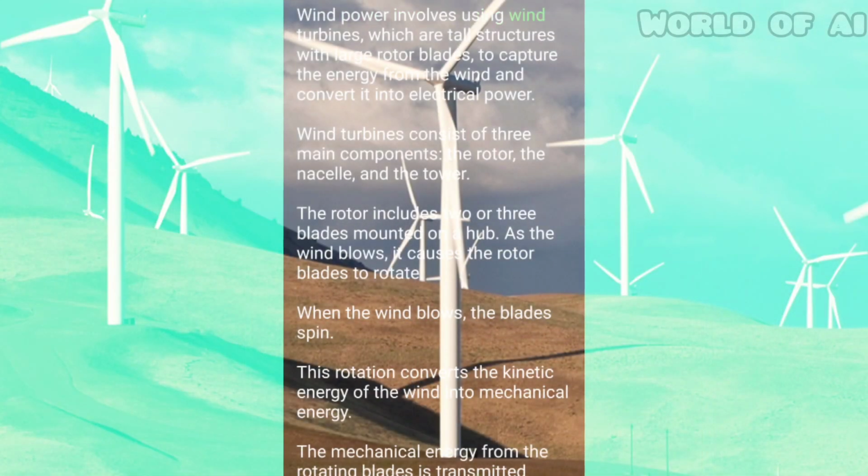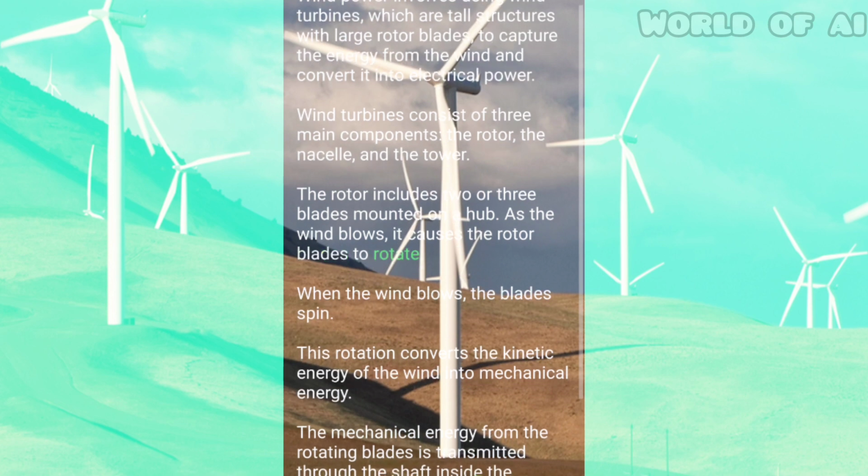Wind power involves using wind turbines, which are tall structures with large rotor blades, to capture the energy from the wind and convert it into electrical power. Wind turbines consist of three main components: the rotor, the nacelle, and the tower. The rotor includes 2 or 3 blades mounted on a hub. As the wind blows, it causes the rotor blades to rotate.